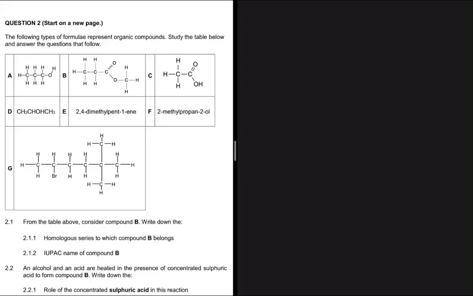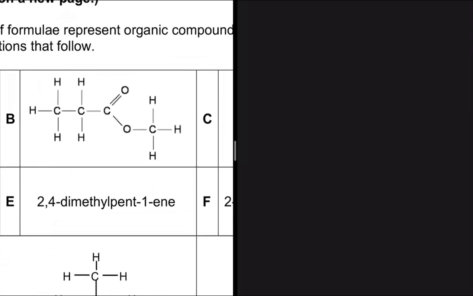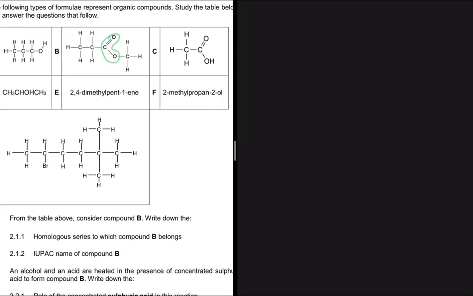Homologous series to which compound B belongs. So let's go to our compound B and see what is happening. It will be easy to see that compound B is an ester because of this functional group that we have here. Compound B is an ester. So the answer to 2.1.1 is that compound B is an ester.